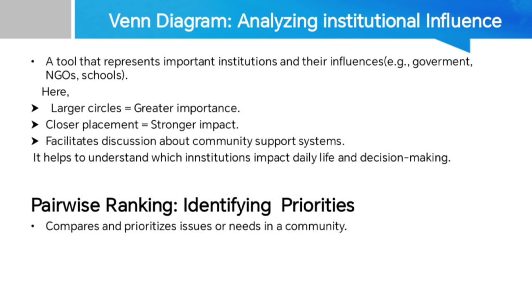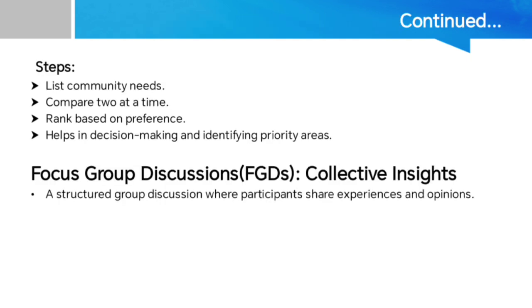What is pairwise ranking? It is a process of identifying priorities. Do you know what is the most urgent issue in a community? Is it lack of clean water, poor health care, or unemployment? Well, with pairwise ranking, we list problems and compare them two at a time. This helps communities prioritize their biggest concern, making decision easier and more effective.